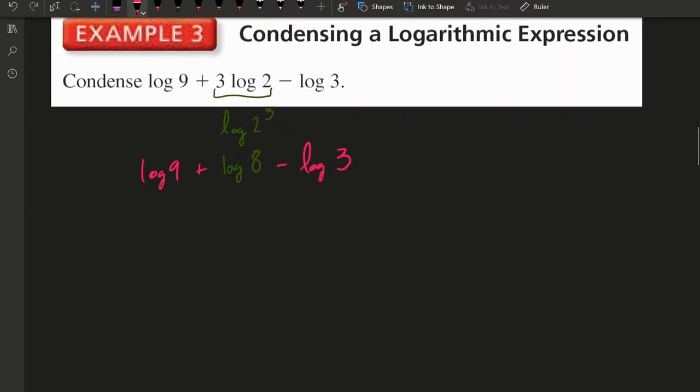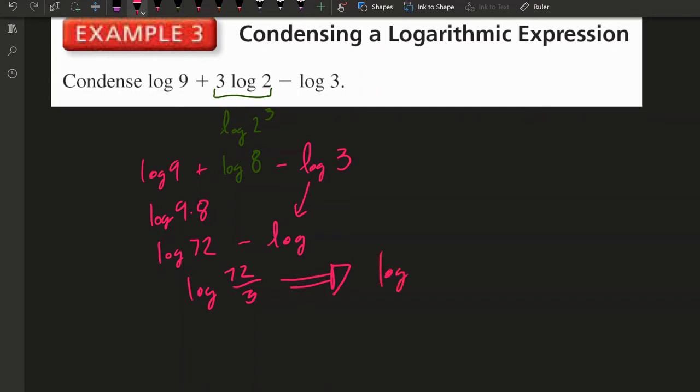Now I see that all three of these are common logs, so that means that all three of them have base 10, so I can use my rules on them. I've got log 9 plus log 8, which is the same thing as log of 9 times 8, so that would turn into log 72. Minus log 3, that would turn into log of 72 over 3, which turns into log 24. And that is my condensed logarithmic expression.